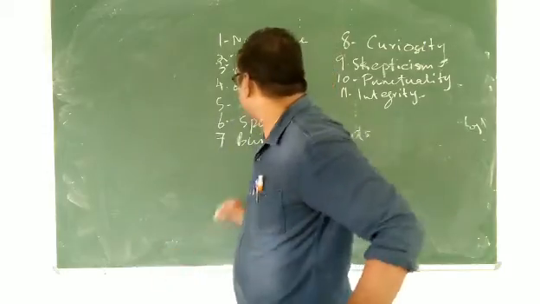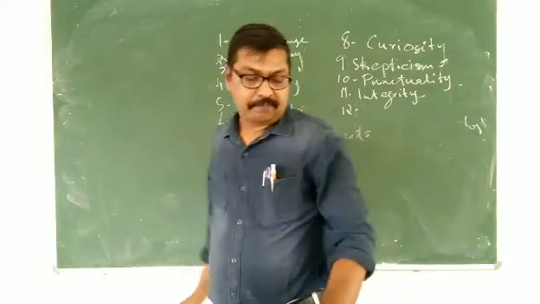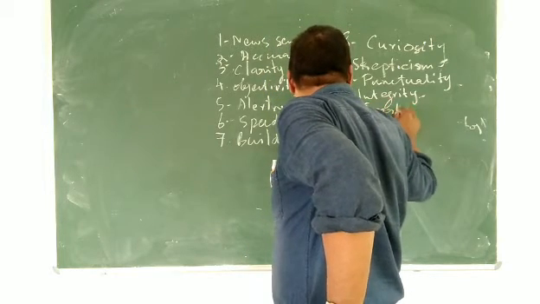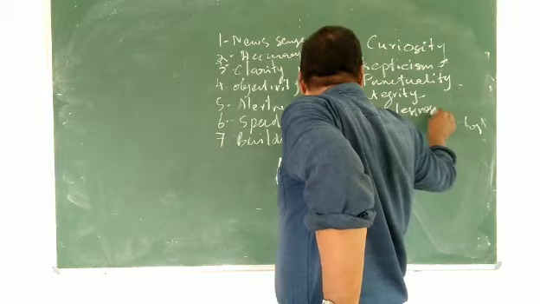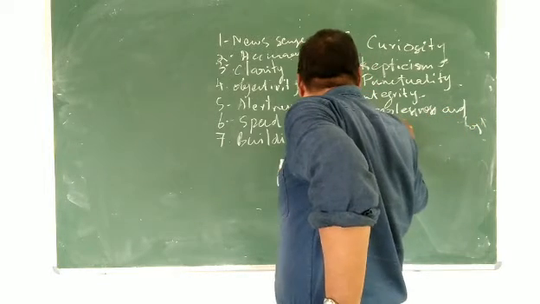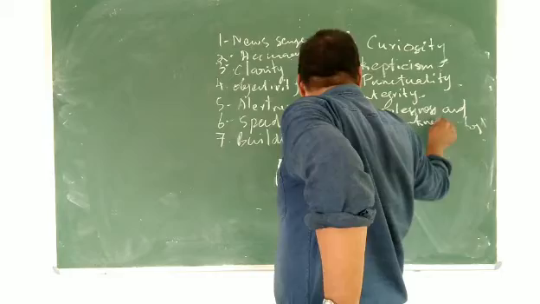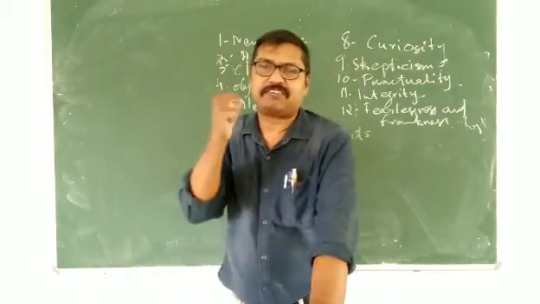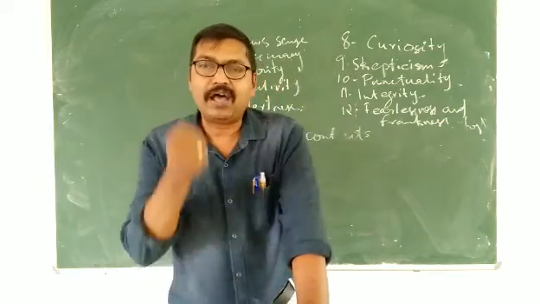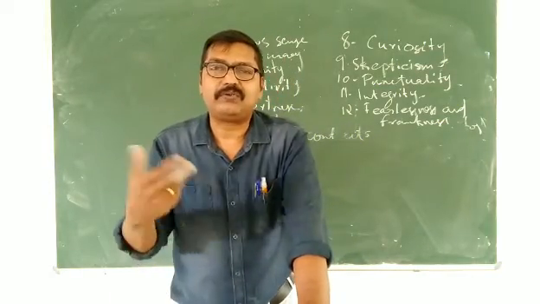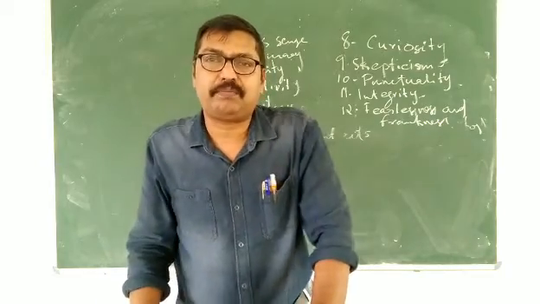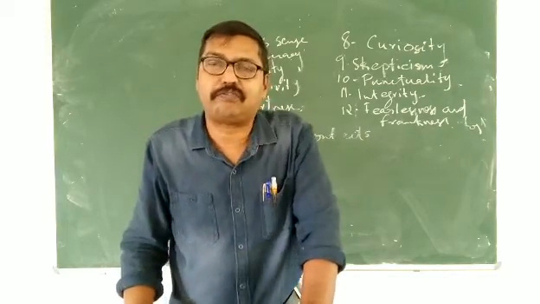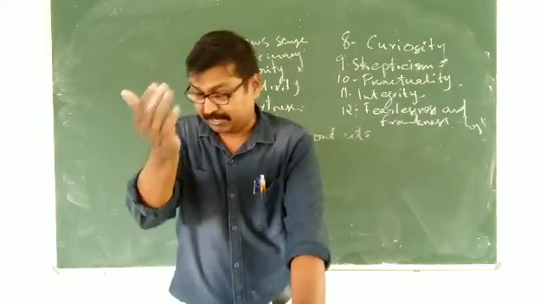Next, the 12th one is fearlessness and frankness. Fearlessness and frankness means a journalist must have the courage to ask. Even if the person does not like the question, he must be ready to ask it until he gets the correct information from that person.